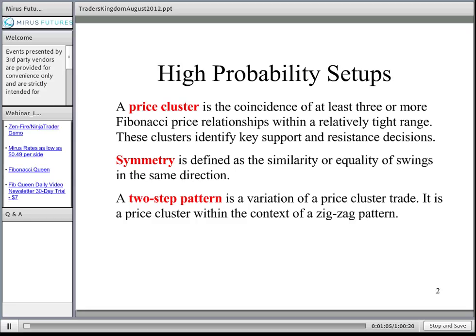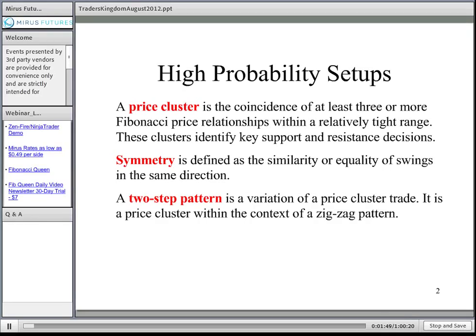All right, so I'm going to start with what I'm going to show you today, and that is 3 different high probability trade setups. The first one is called a Fibonacci price cluster, which is the coincidence of at least 3 or more Fibonacci price relationships that come together within a relatively tight range. These clusters identify key support and resistance decisions. Typically, you're going to want to use a price cluster in the direction of the trend. You're going to have a whole lot better luck, let's say, if you're in an uptrend and you set up the buy clusters for the buy entries to be in direction of the trend. If you try and set it up the other way, the odds are not really with you.